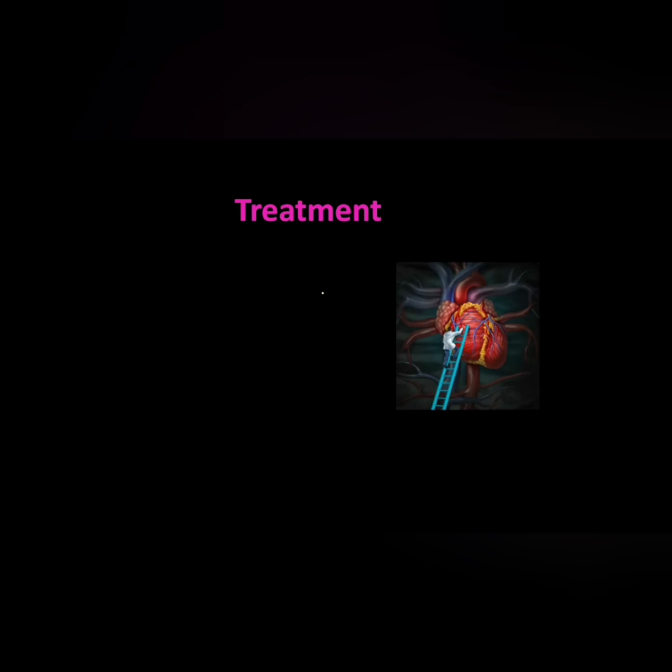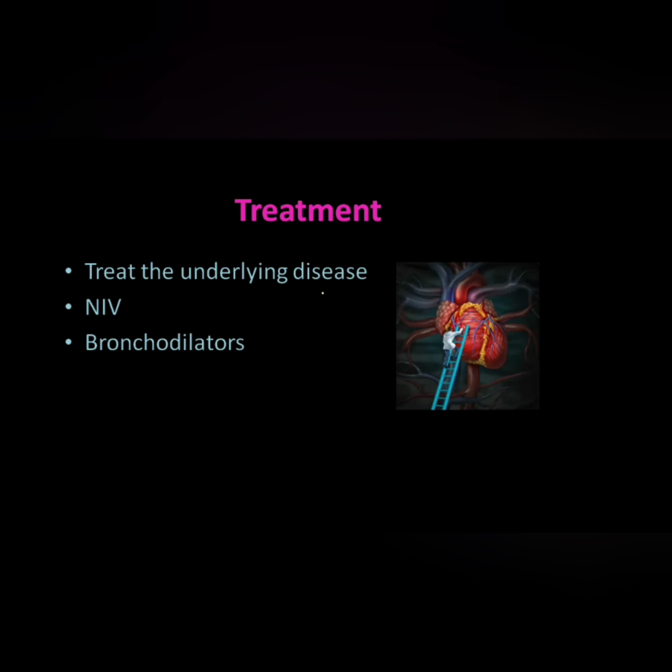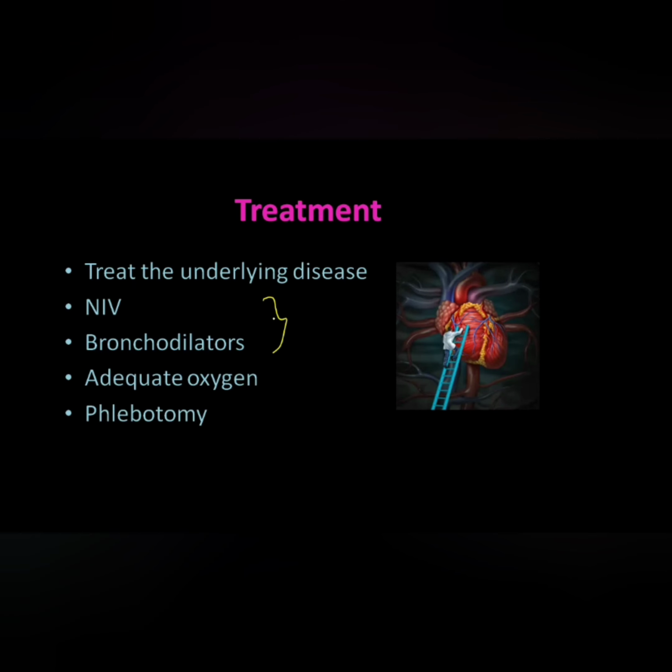Treatment basically involves treating the underlying disease. So whenever there is an underlying pulmonary disease, that has to be treated. And second, NIV, non-invasive ventilation, and bronchodilators are going to help with the symptoms of the person. So this is going to reduce the work of breathing so that the person improves with dyspnea. Adequate oxygen. Phlebotomy is preferred when the person has polycythemia. So phlebotomy can be done if the person has polycythemia.